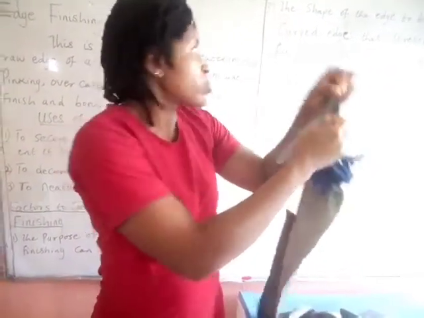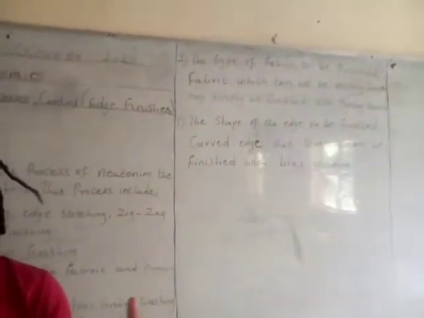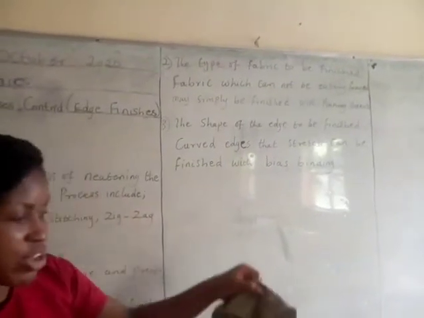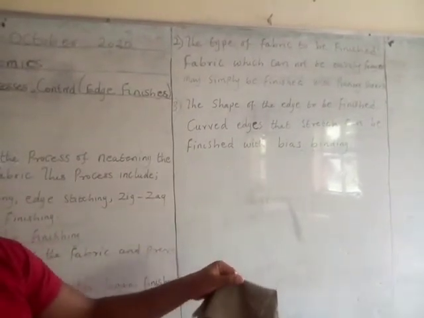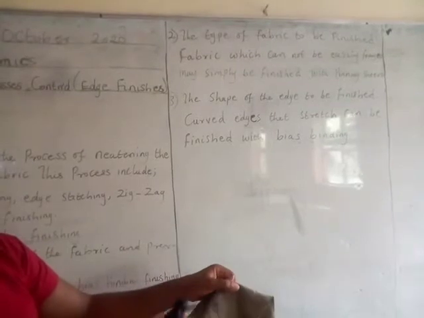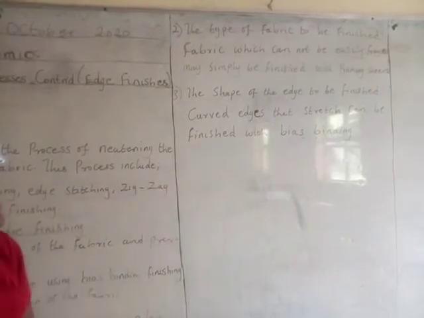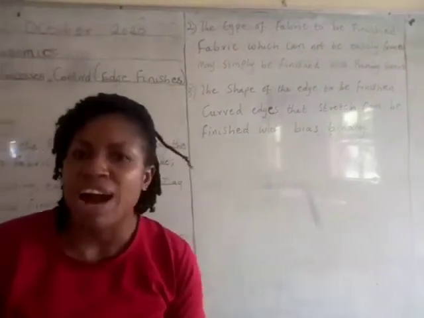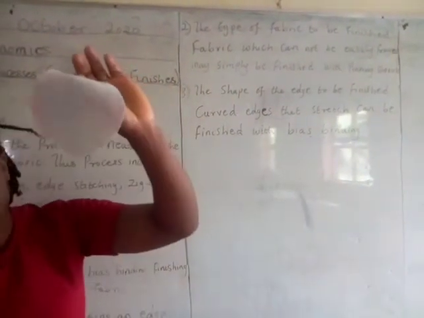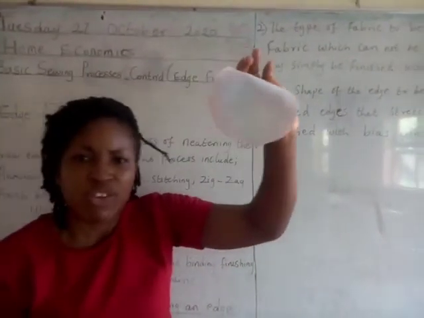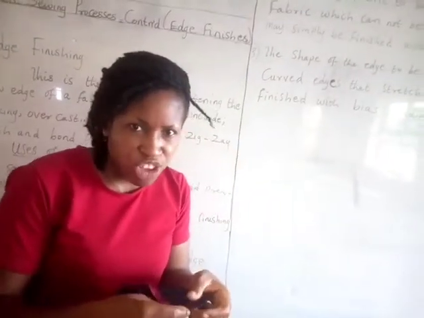Number two is the type of fabric to be finished. Now there are some fabrics that fray a lot, which I have the sample here. So you use the bias or any other finishing material you want on the neckline, the hand, or the down of the cloth. You use the finishing in order for that cloth to last long, for it not to fray. And the third one is the shape of the edge to be finished. For example, if I have a curved edge, now this is an example of a curved edge. This is a circular form. I don't have to leave this fabric like this. I need to take the bias as well to finish the edge.